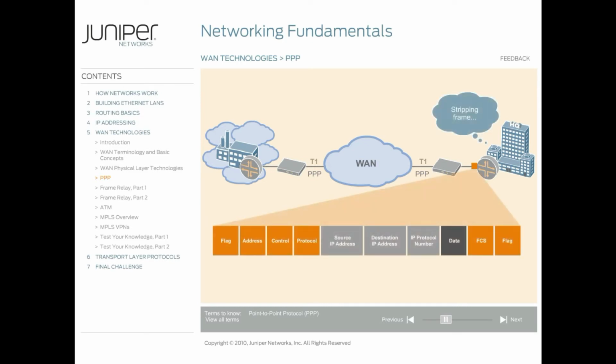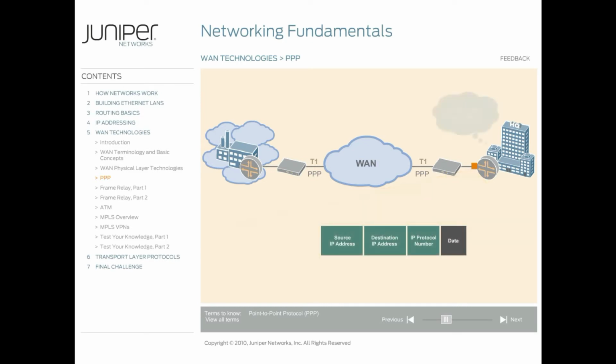There, the router strips the PPP frame, performs a route lookup, determines the next hop address, and encapsulates the packet into a new data link frame for delivery. Remember that a packet can be encapsulated using different technologies at different points along the path to its destination.